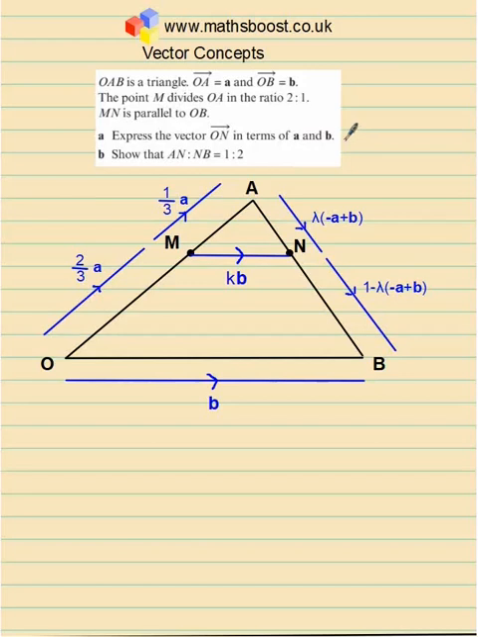However, in this case, part A of the question has asked me to describe ON in terms of A and B. And so it's this journey I'll describe using two different routes. The first route I'll take is this, giving A plus lambda times minus A plus B.